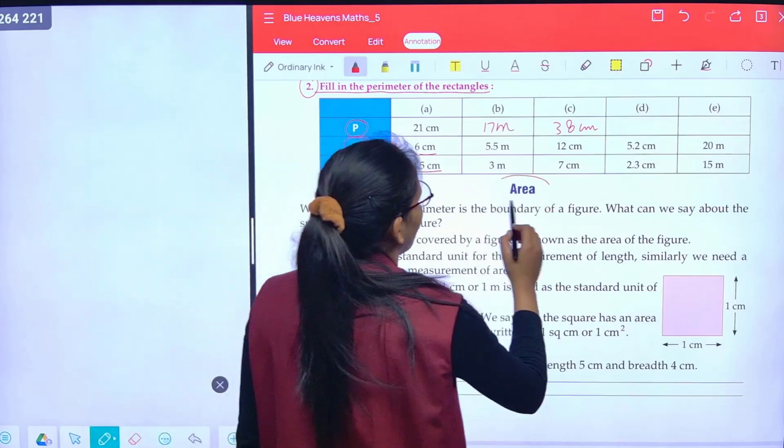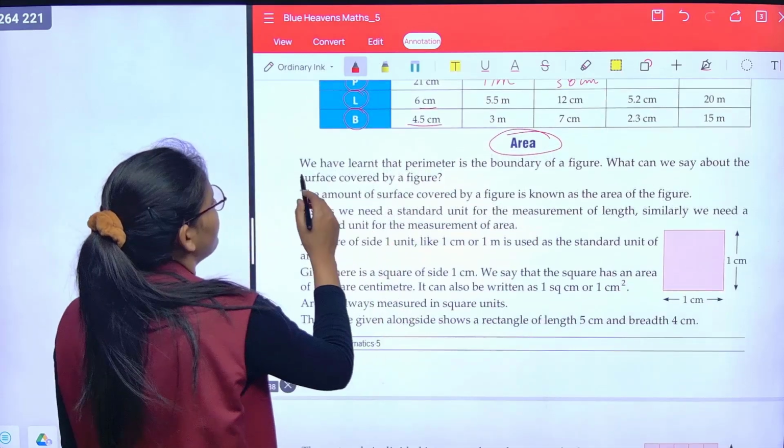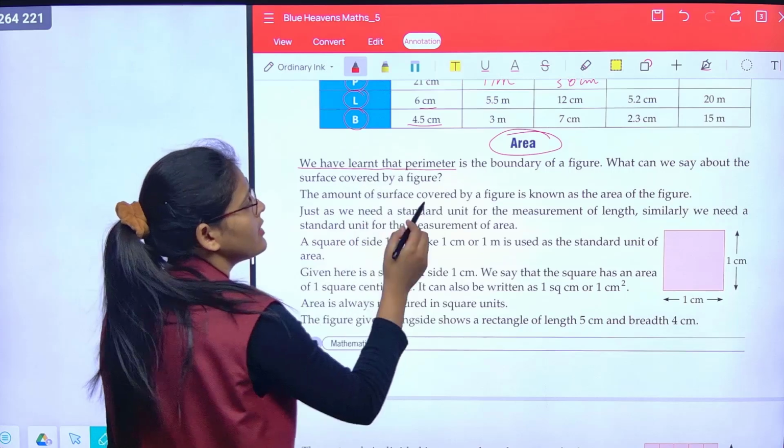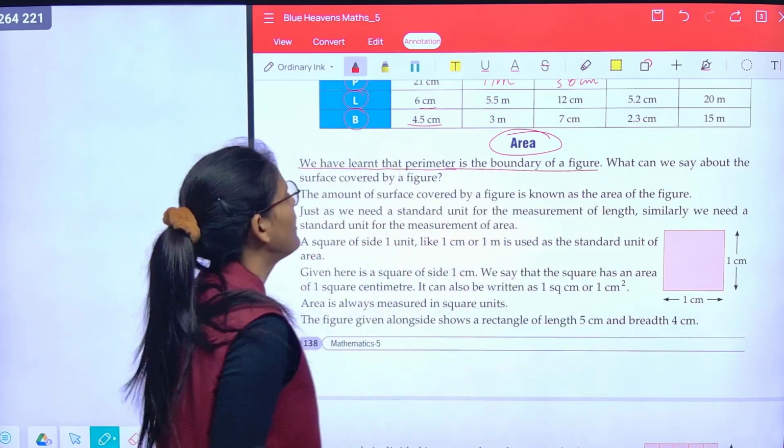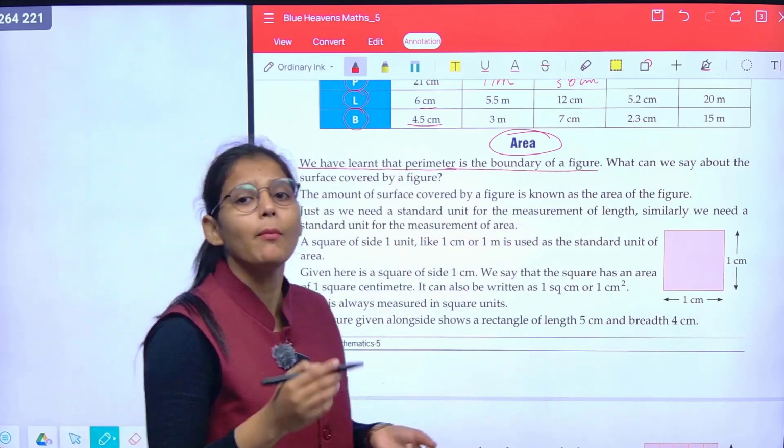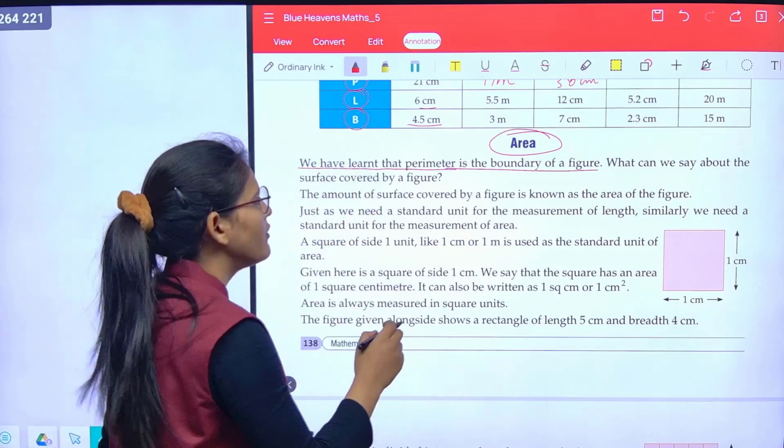Now class, come on area. We have learned that perimeter is the boundary of a figure. क्लास हमने अभी क्या पढ़ा है? पैरामीटर क्या होता है? बाउंड्री ऑफ द फिगर.